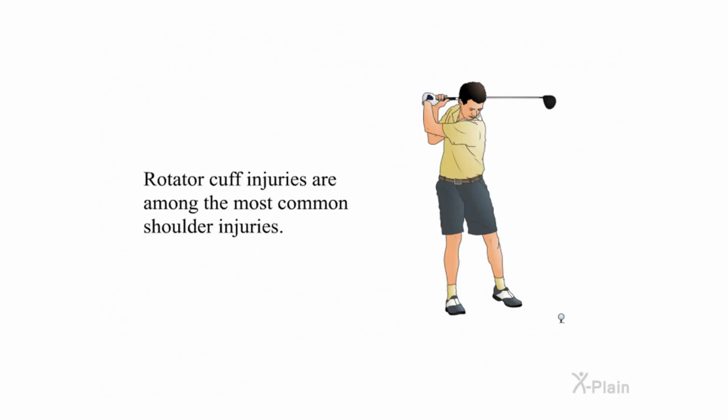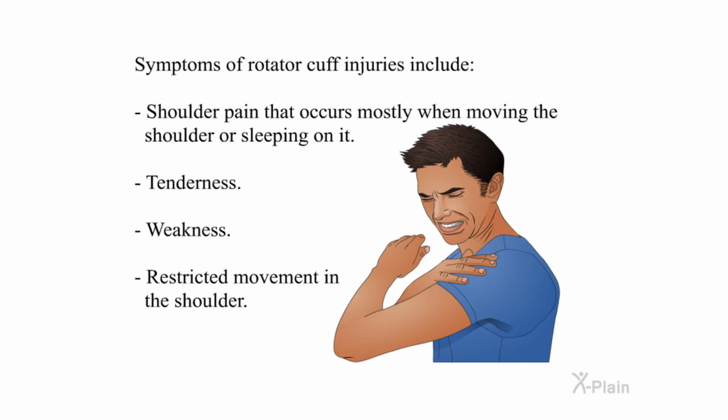Summary. Rotator cuff injuries are among the most common shoulder injuries. Symptoms of rotator cuff injuries include shoulder pain that occurs mostly when moving the shoulder or sleeping on it, tenderness, weakness, restricted movement in the shoulder.